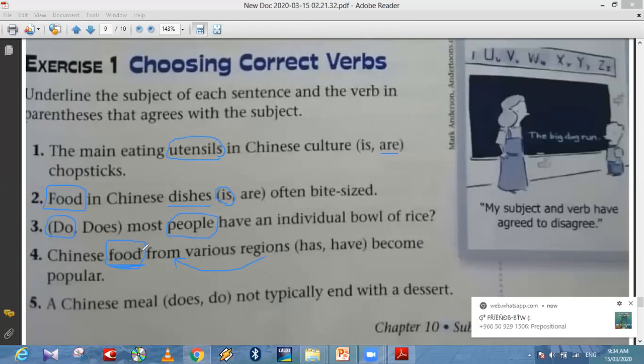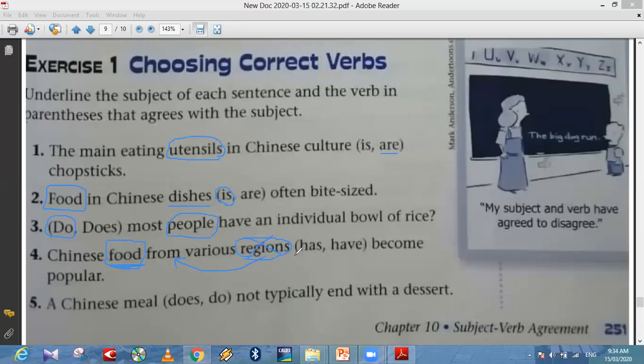Here we have a prepositional phrase, and this is the object of the prepositional phrase. It's not the subject of the sentence. Okay, so what is the correct verb that agrees in number with the word food? Have. Have or has? Has become. Yes, thank you, Mustafa. Thank you so much.